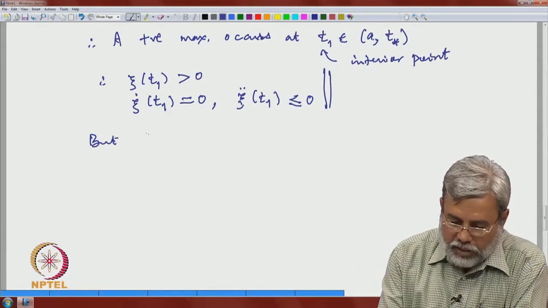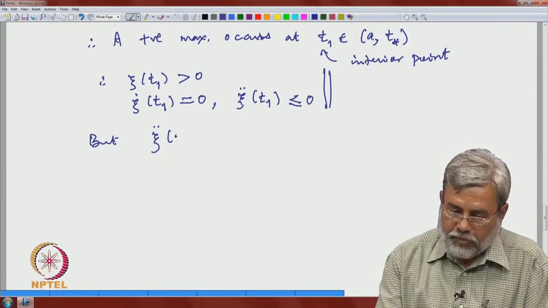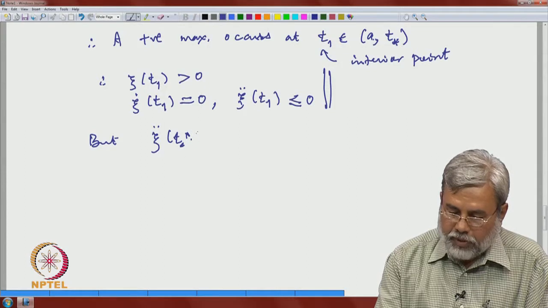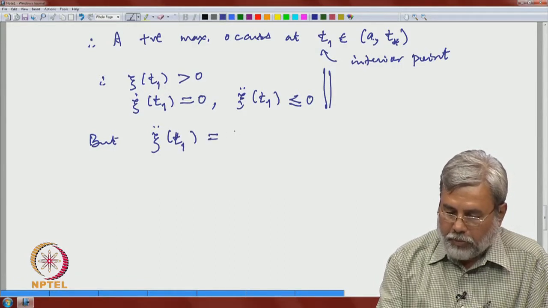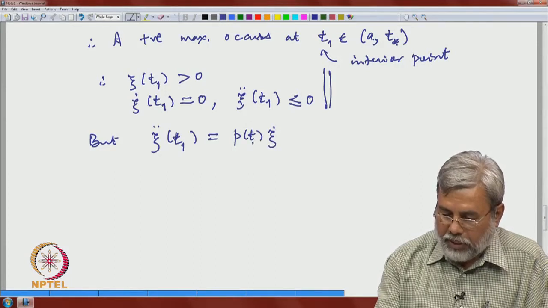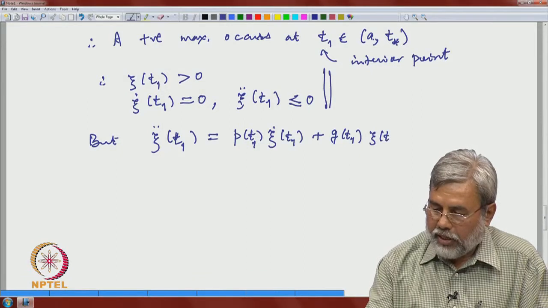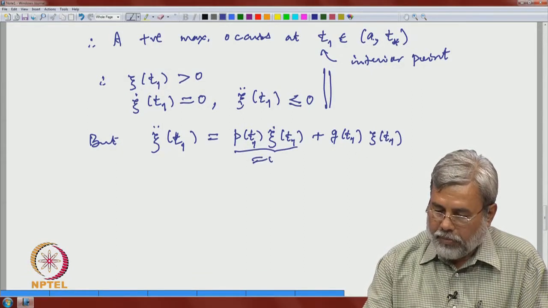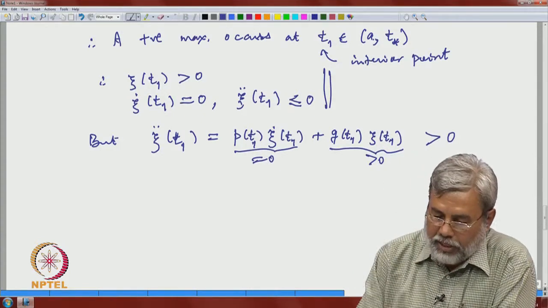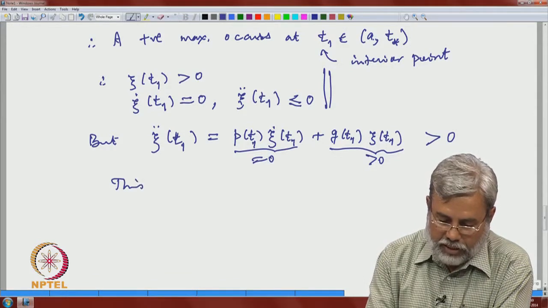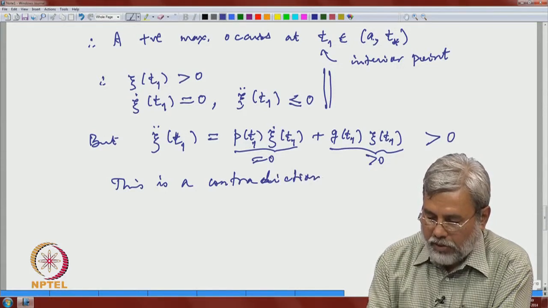But again you go back to the variation equation. So, j double dot T 1 is equal to p t 1 j dot t 1 plus q t 1 j t 1, and again this is 0 and this is positive. So, whole thing is positive, but at a maximum j double dot t 1 is negative. So, this is a contradiction. Okay. So, therefore, our claim is true.